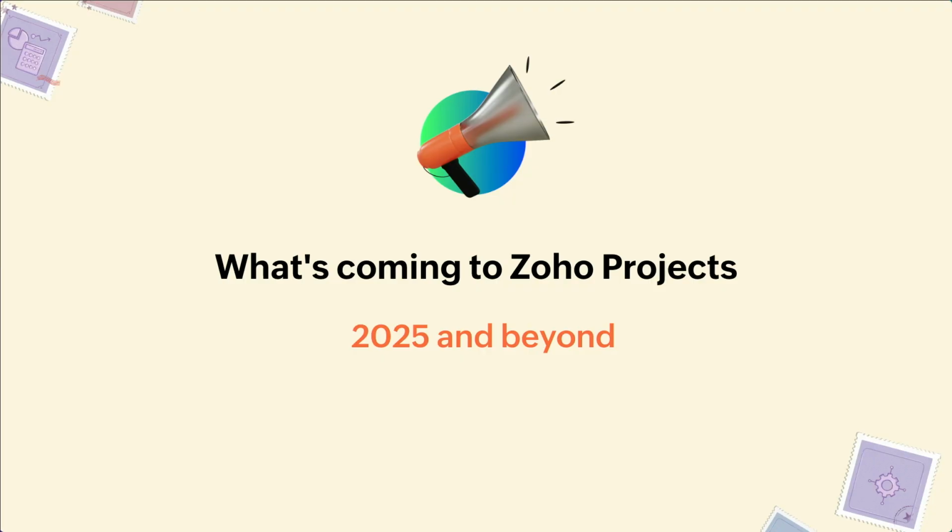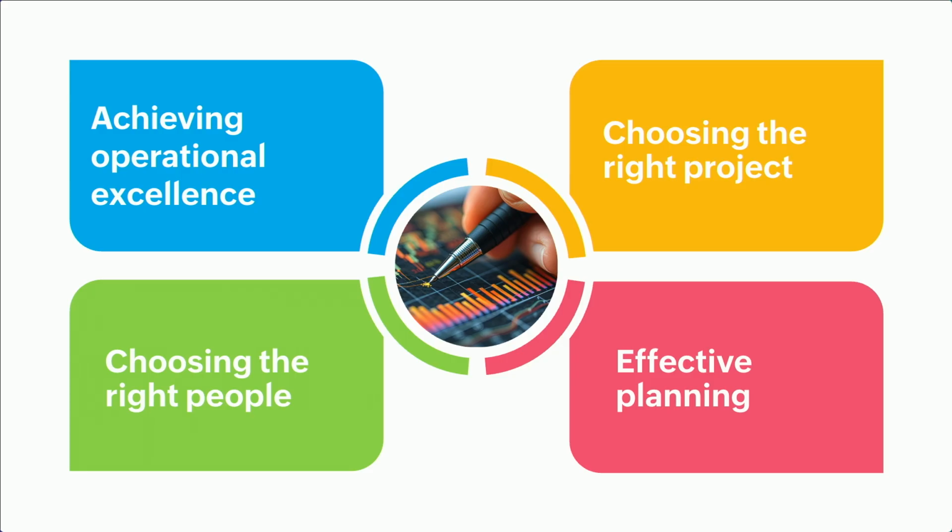So far, that is what we have done in the past year. I'm going to talk about what we are going to do in the future, what we are going to bring into Zoho Projects for the next year or so. We wanted to cover all the areas of project management, such as choosing the right project, selecting the right people for your project, or planning your project effectively to achieve operational excellence. I'll be covering each part one by one, and I'm going to tell you how Zoho Projects would help you in the future with upcoming features.